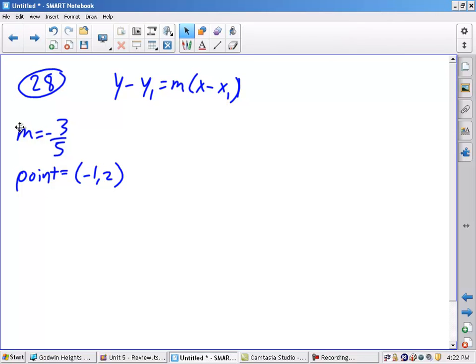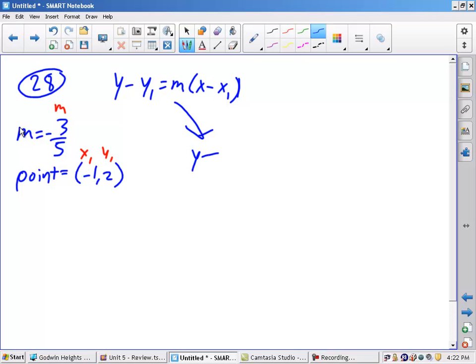So what I've got here is I've got my m, I've got my x1, I've got my y1. So now I'm going to plug stuff in. So I use y minus, my y1 is 2, equals my m, which is negative 3/5 times x minus, careful with this, negative 1.